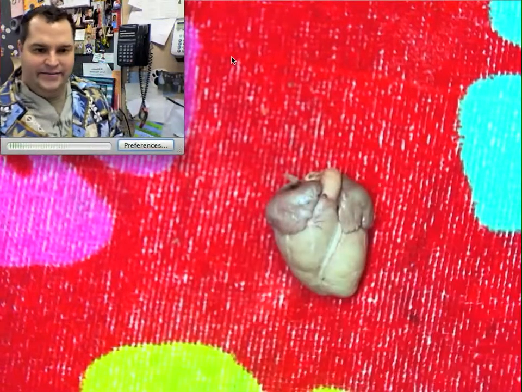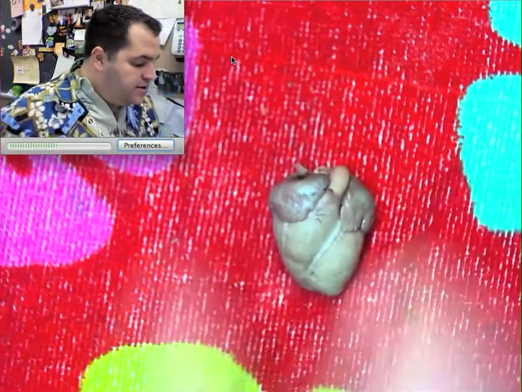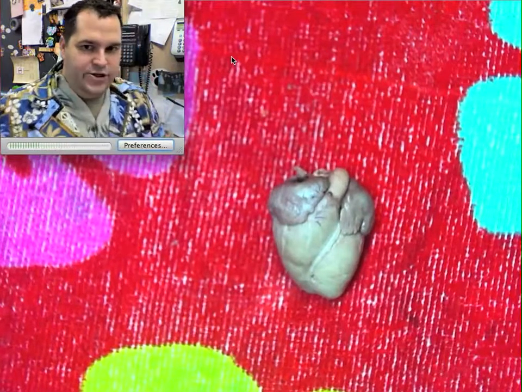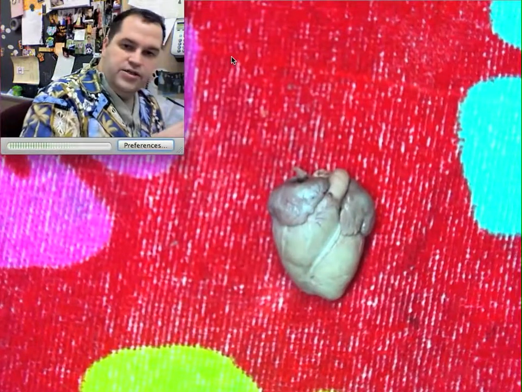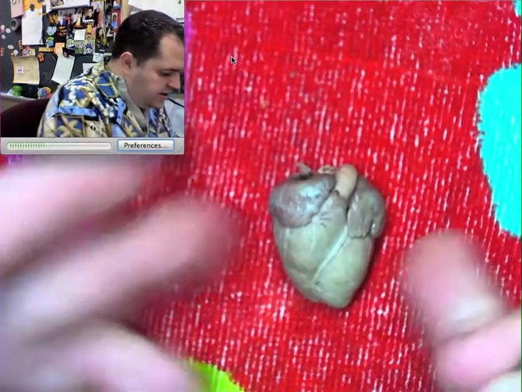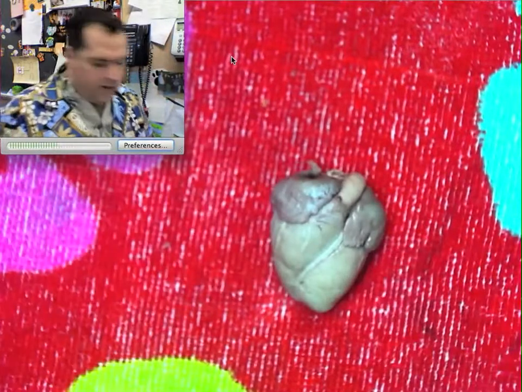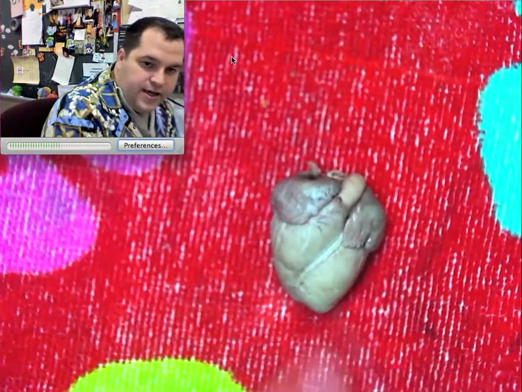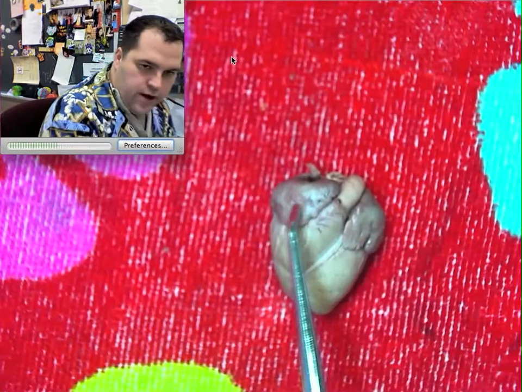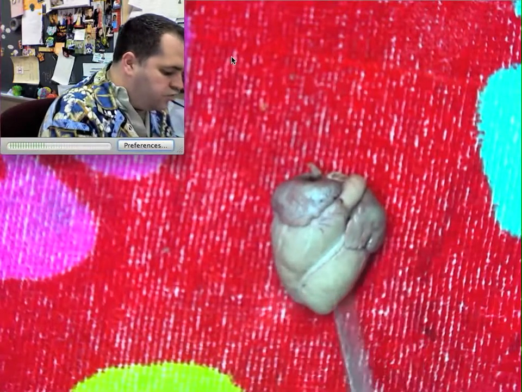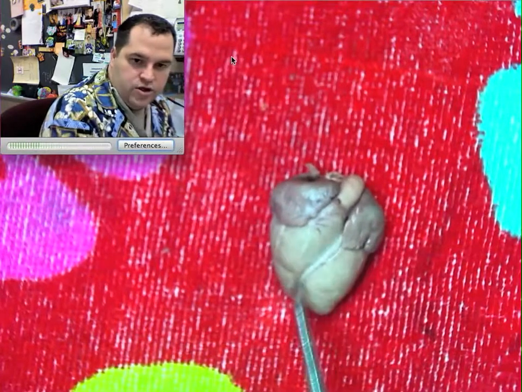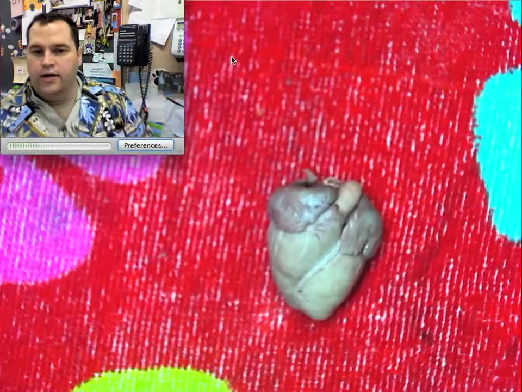There we go. Look at that. Now, this is just as it appears in the chest cavity, just as you would see it not dissected out. So what I'm looking at here, just a real quick review: right atrium, right ventricle, left atrium, left ventricle, and of course that structure right there, the coronary artery.